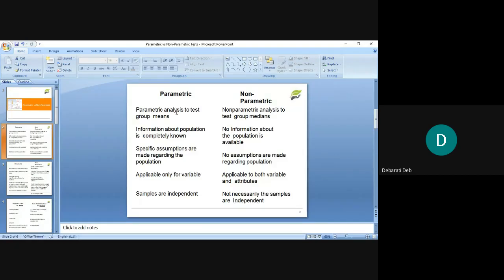Okay, so if you're able to calculate the mean, you can apply a parametric test. If you are calculating medians, then you can apply a non-parametric test. Now in parametric tests, information about the population is completely known to you.